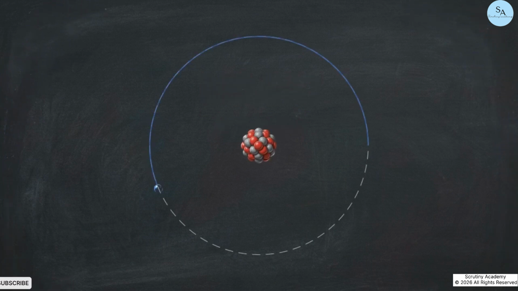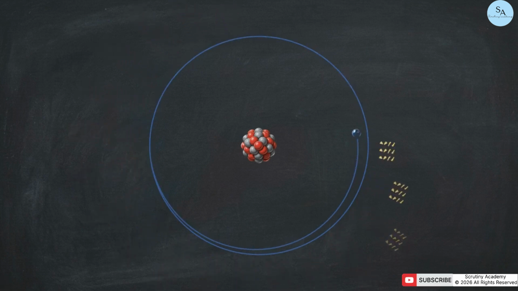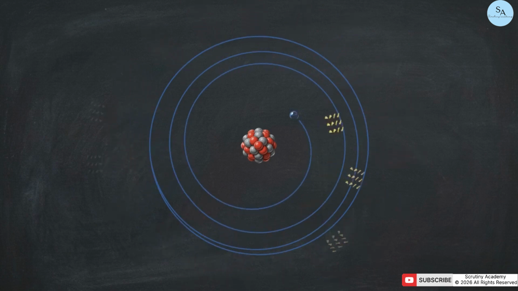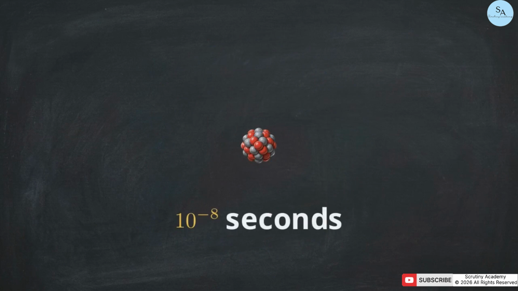Second, the instability of the Rutherford model. According to electromagnetic theory, an accelerating charged particle like an orbiting electron must lose energy. This would cause the electron to spiral into the nucleus in just 10^-8 seconds, which we know does not happen.